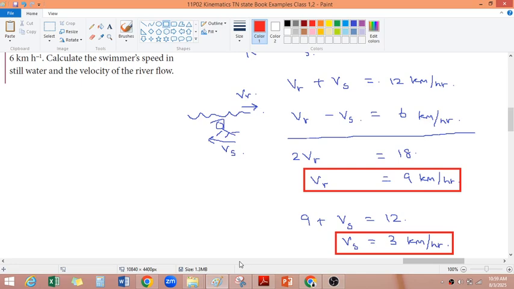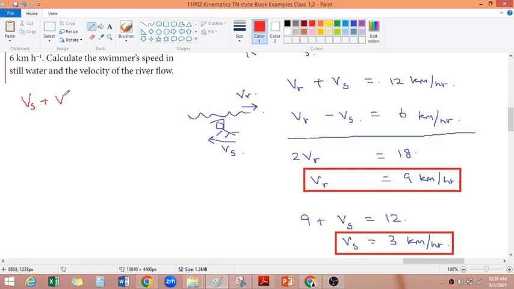Well, I think I made a small mistake here. Only if your speed is more than the river speed, you will be able to go, right? Otherwise, you will not be able to make any progress at all. So that means the Vs has to be bigger and Vr should be smaller. Only then you will be able to go forward. So I would redo this problem.